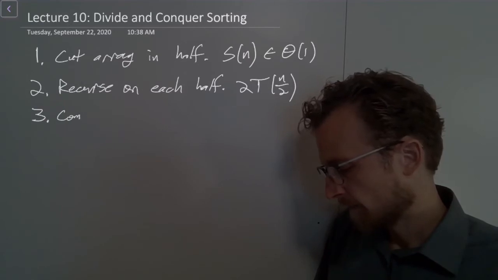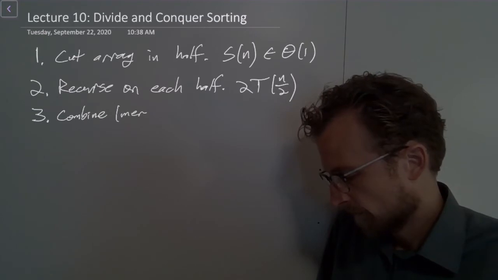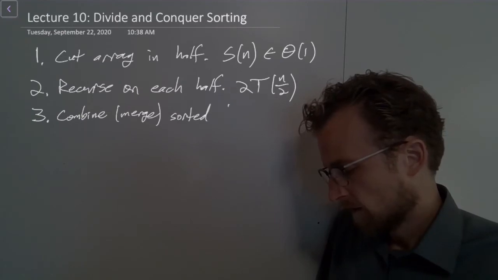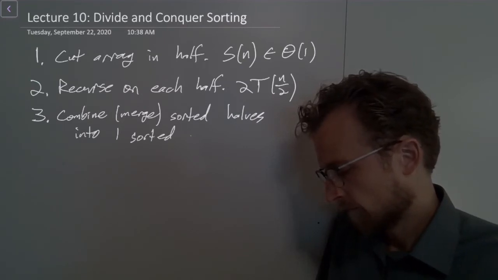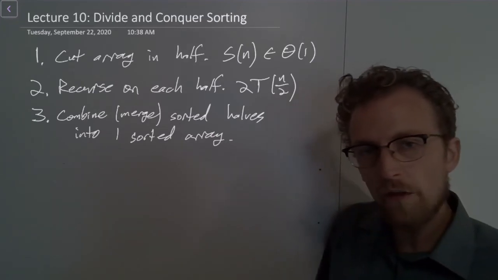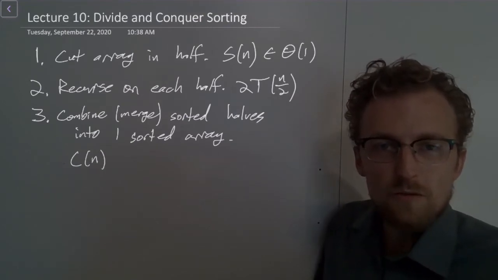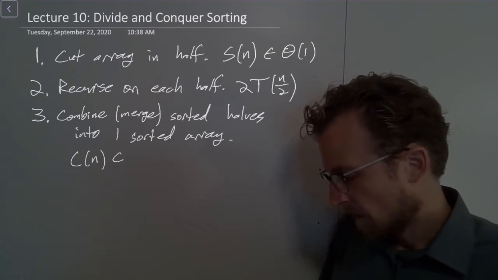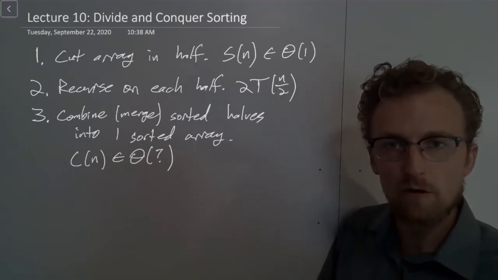So we'll combine, or the term is merge, right? We'll merge sorted halves into one sorted array. And we'll call the time it takes to do that C of n. And the question for today is, what is the complexity of C of n, right? What does it actually take to do this? Because the complexity of C of n will govern how fast this algorithm is overall.